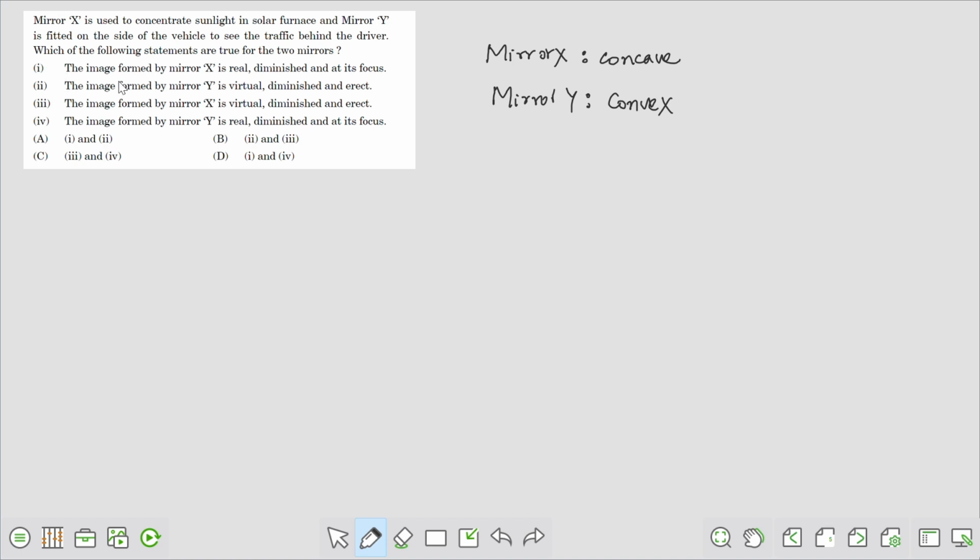Which of the following statements are true for the two mirrors? Okay, so the first option is the image formed by X is real, diminished and at its focus. Here in the question it says that it concentrates sunlight in a solar furnace. The sun is at infinity, so the image will be formed at the focus. So this option is right. Now the image formed by mirror Y is virtual, diminished and erect. Yes, a convex mirror will always form erect, virtual and diminished images. So this is also true.